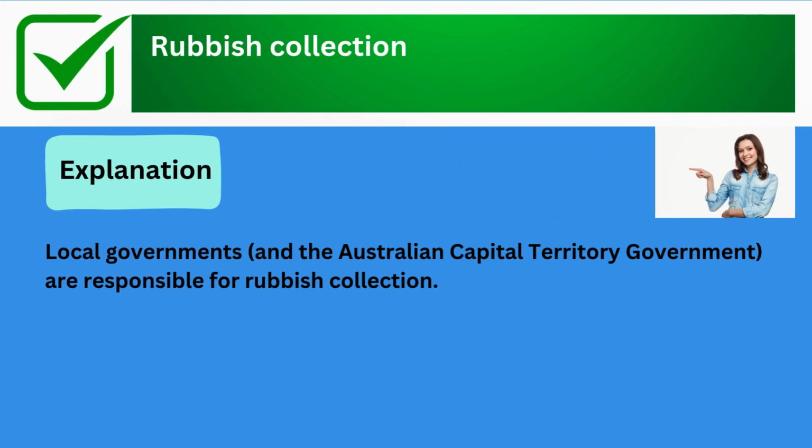The correct answer is rubbish collection. Explanation: local governments and the Australian Capital Territory government are responsible for rubbish collection.